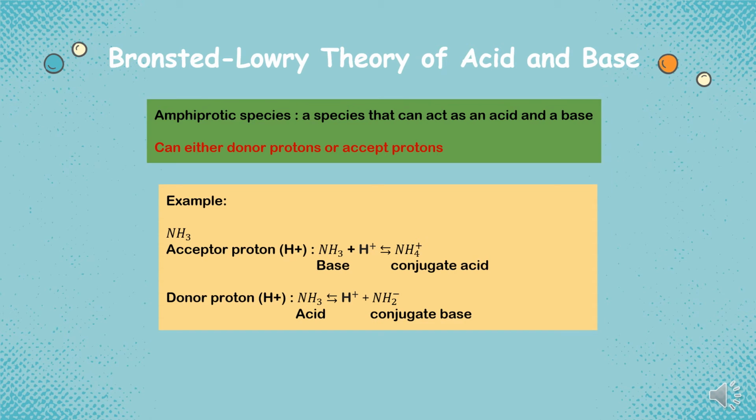Amphiprotic species, a species that can act as an acid and a base; it can either donate protons or accept protons. Example, ammonia. Ammonia can act as a proton acceptor, with ammonia as a base plus H+ becoming ammonium as a conjugate acid, and it can also act as a proton donor, with ammonia as an acid becoming H+ plus the amide ion as a conjugate base.